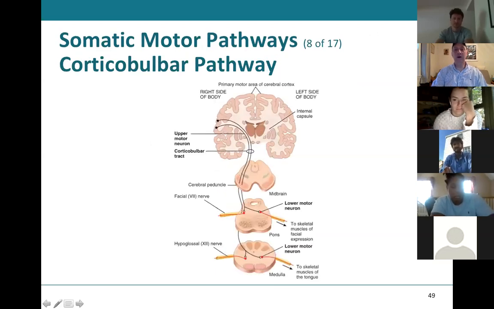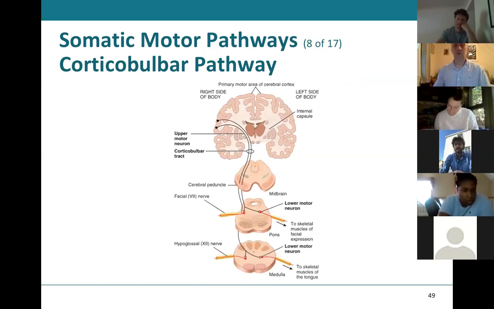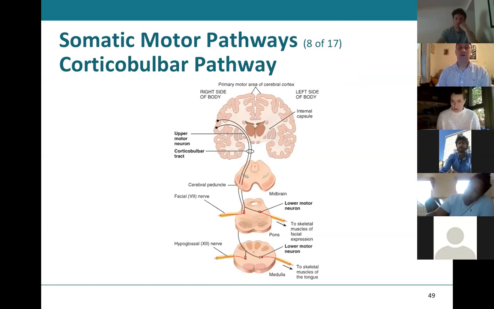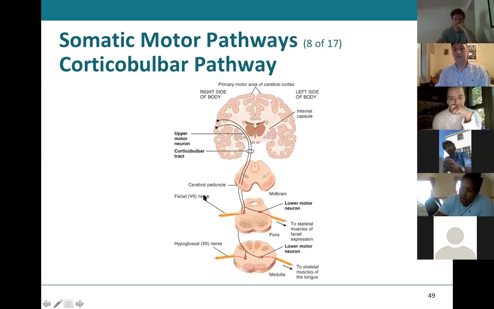Now there's also our corticobulbar pathway. And this is when things get a little bit weird, right? So corticobulbar pathway, take a look at what our targets are going to be here. We actually target two cranial nerves. In this case, facial expressions.